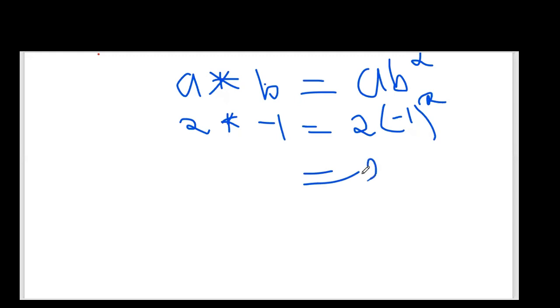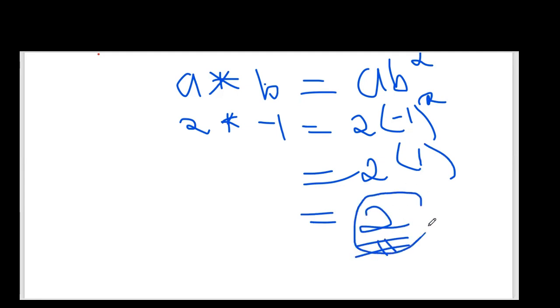So what do you get there? You get 2 times, what is -1 squared? It's just 1. Meaning the answer that I'm going to get here is just 2. Then you ask yourself, is this answer that I'm getting a real number? You can see that 2 is indeed a real number.